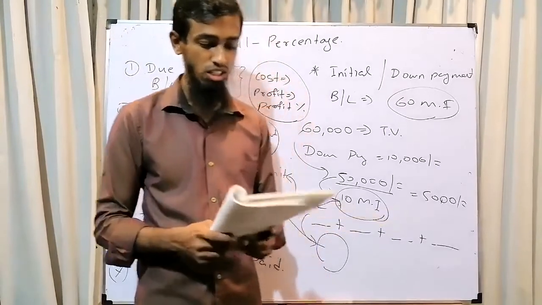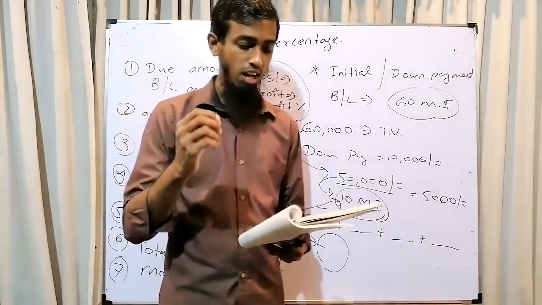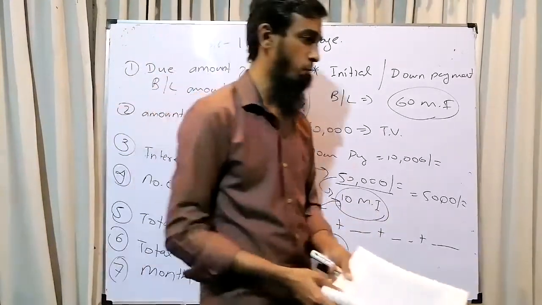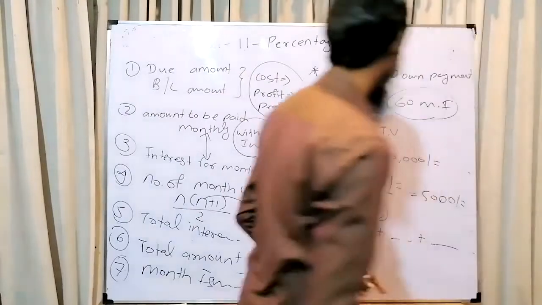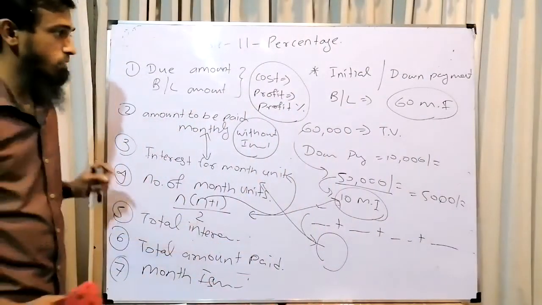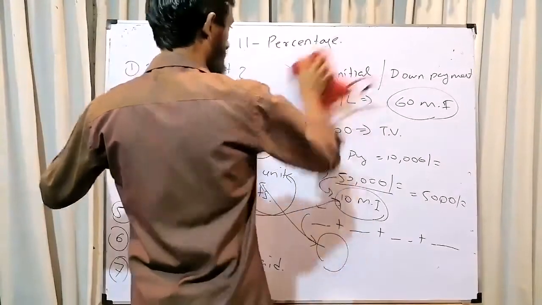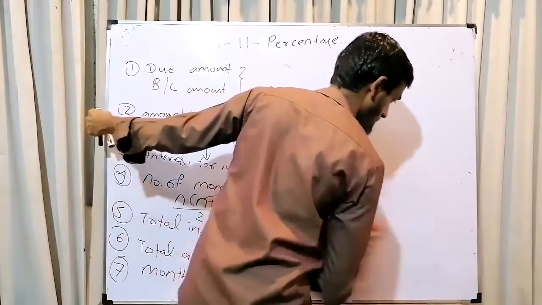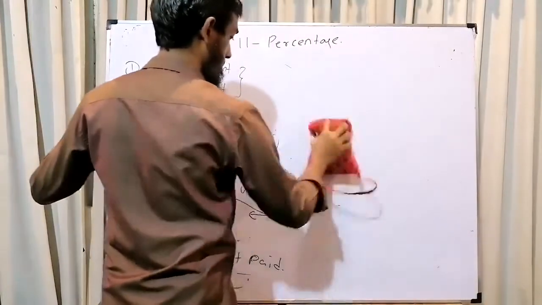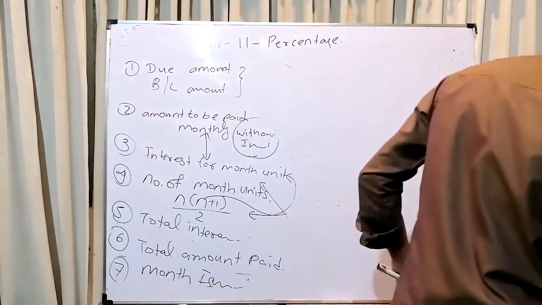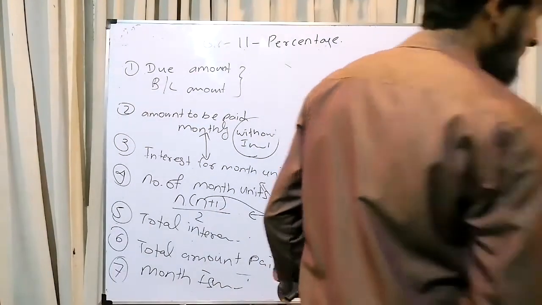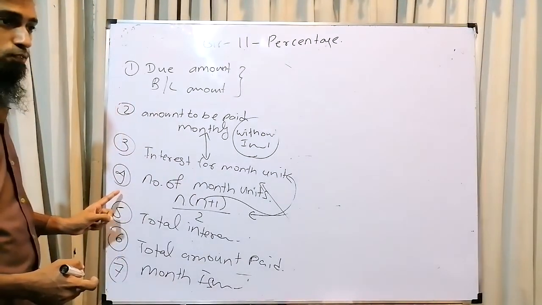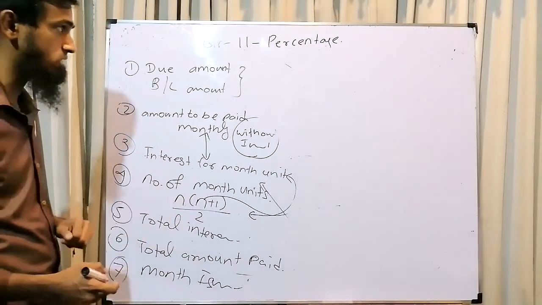The first part of the question, they ask, find the number of month units for which interest should be calculated. So directly they are asking the fourth part, number of month units.